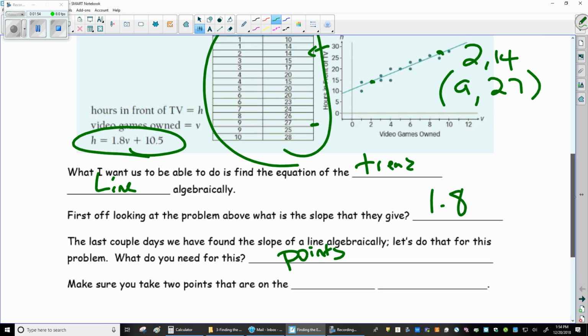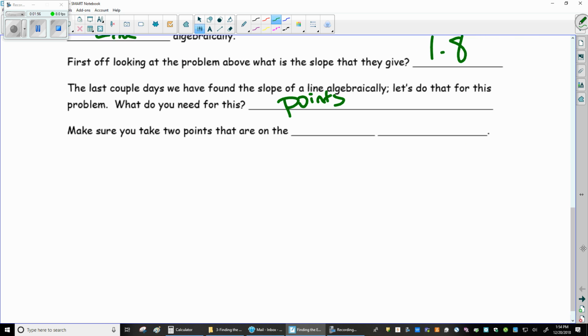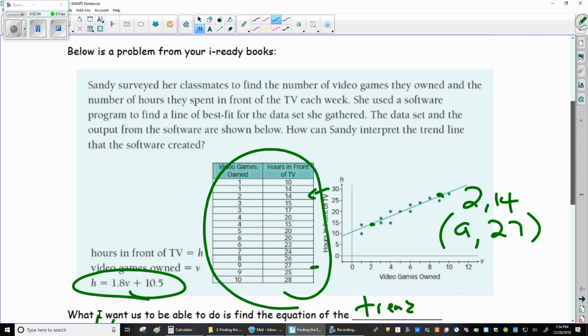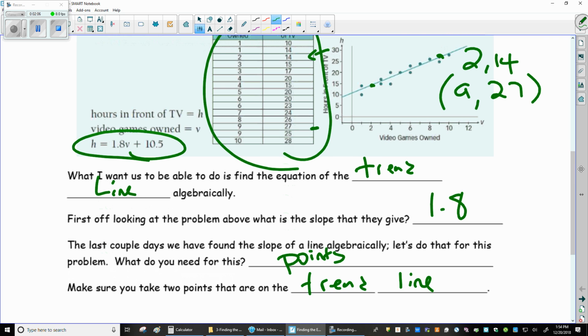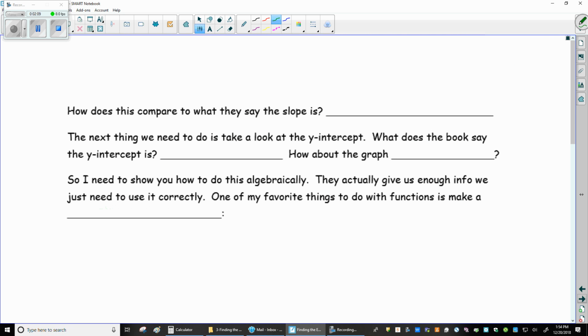And I think I have a spot for us to find the slope. So make sure you take 2 points that are on the trend line. I think I have a spot for us to do the slope on the next page. So again, one more time. My 2 points are (2, 14) and (9, 27). So on the next page, apparently I didn't. So let's do it real quick. (2, 14) and (9, 27). Finding the slope just like I did yesterday, I end up getting 13 over 7.